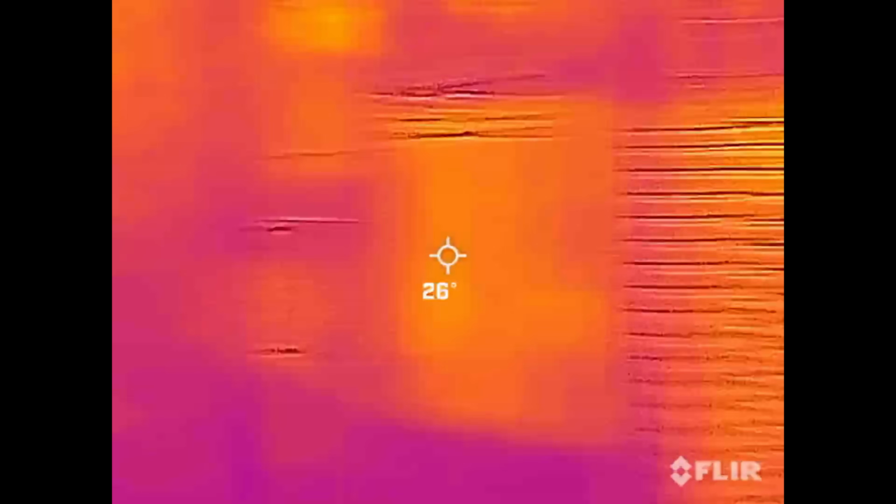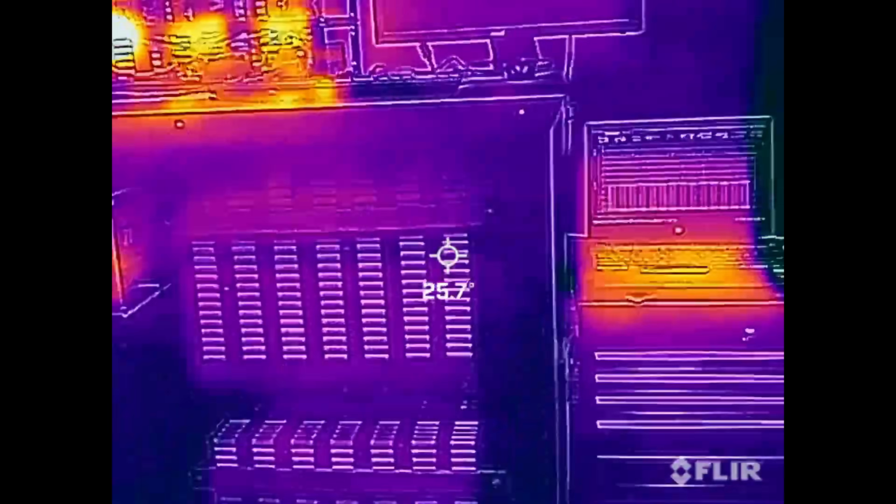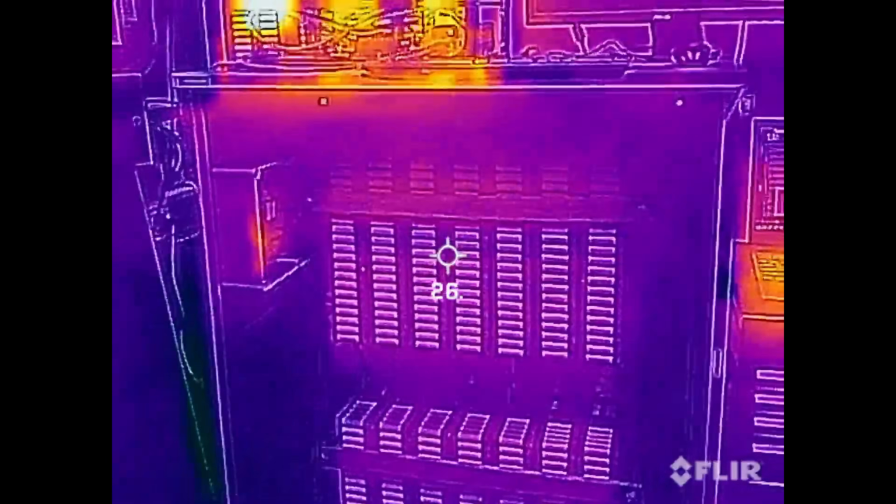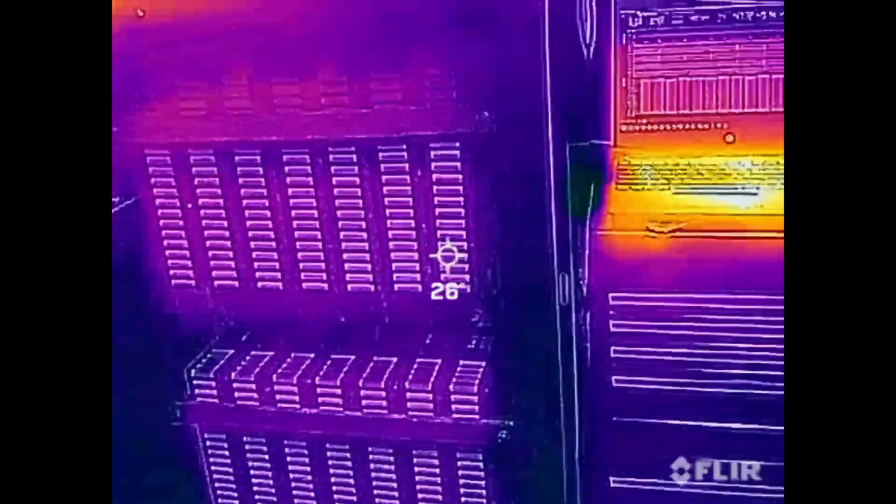So it doesn't take much to see a bad cell. I mean, that's not even hot. It's just a little bit warmer than the rest. You can still see it.